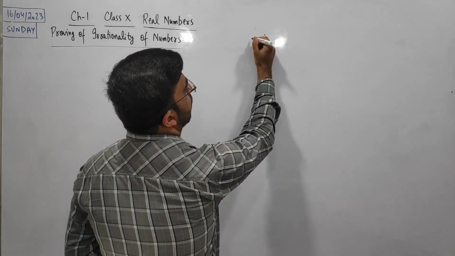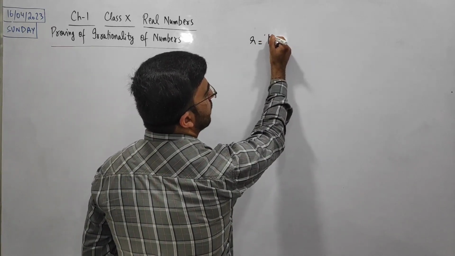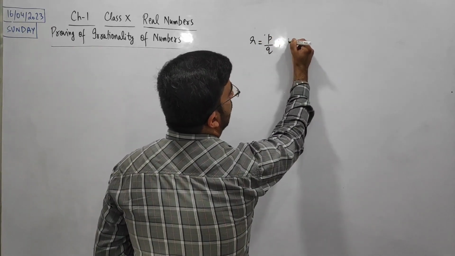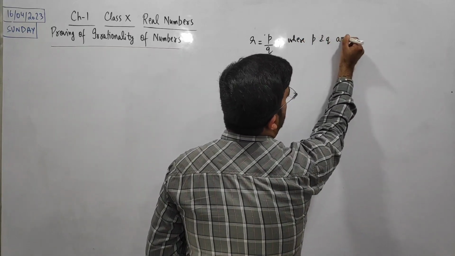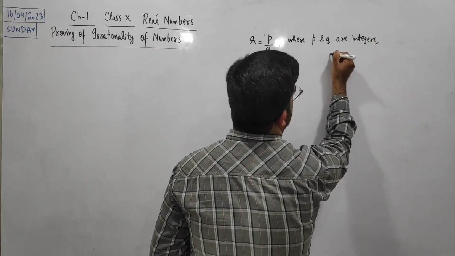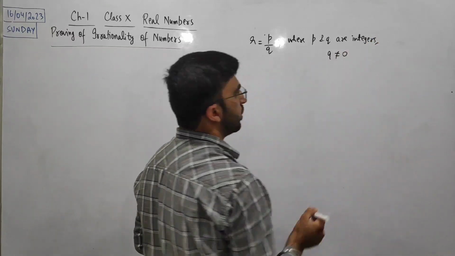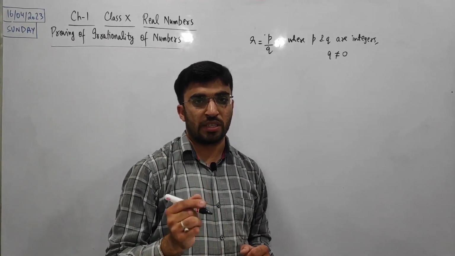A number R is said to be a rational number if it can be written as P upon Q, where both these P and Q are integers, and the most important thing is that Q is not equal to 0. So this is the basic definition of a rational number. Now we are going to do proving of irrationality of numbers.